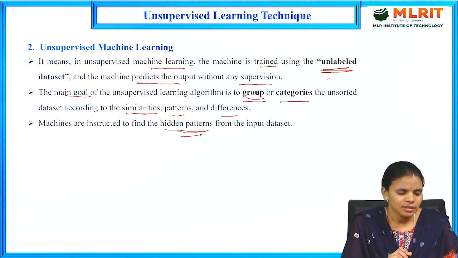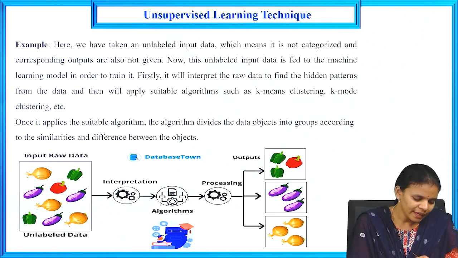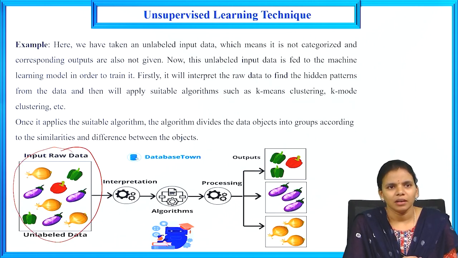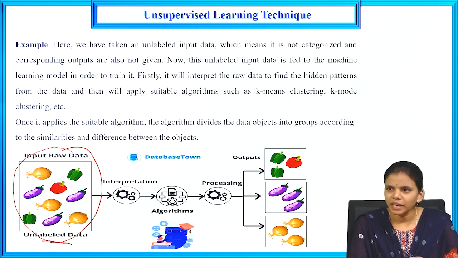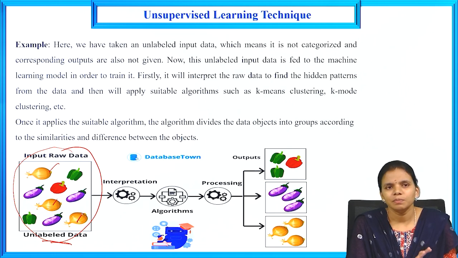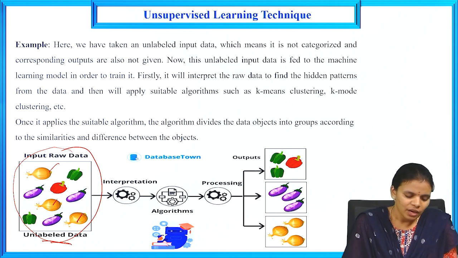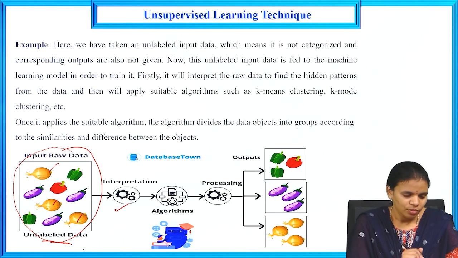Let's discuss this unsupervised machine learning technique with an example. Let's see this example. The data set we are giving is the input raw data, meaning the unlabeled data. Here we have multiple types of images. Each image has its own properties and features. Now this unlabeled data set is given to the system to train itself.